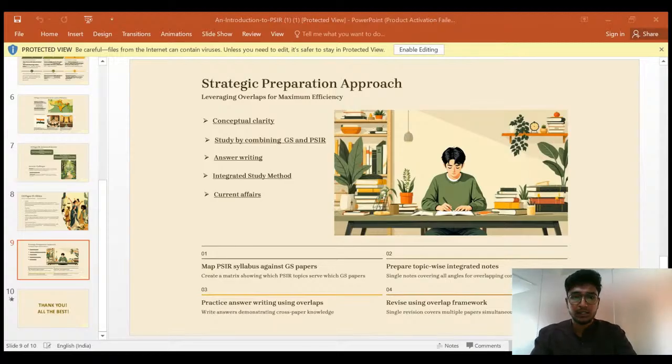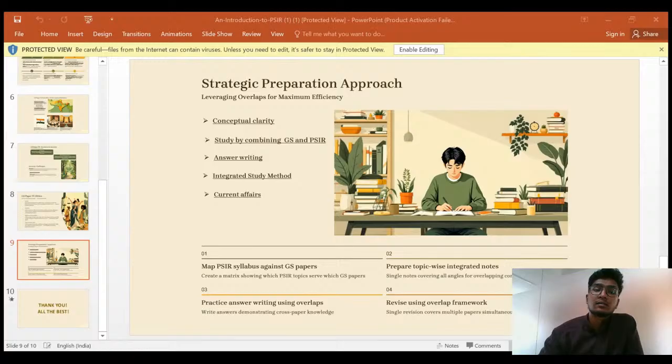Sorry for the inconvenience, just a technical issue. Yeah. So studying by combining GS paper and PSIR will save you a lot of time, and you can focus on answer writing, current affairs preparation, and other UPSC preparation aspects. So this is one significant thing.